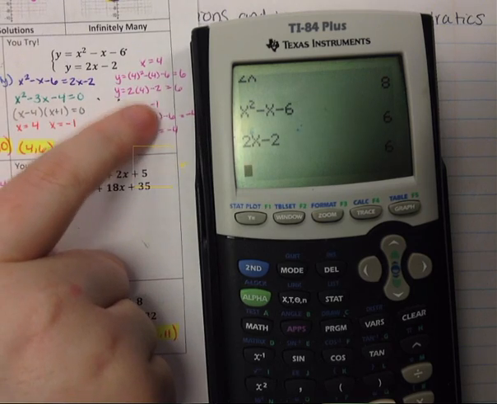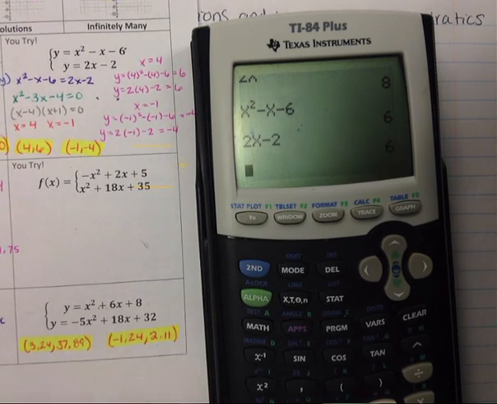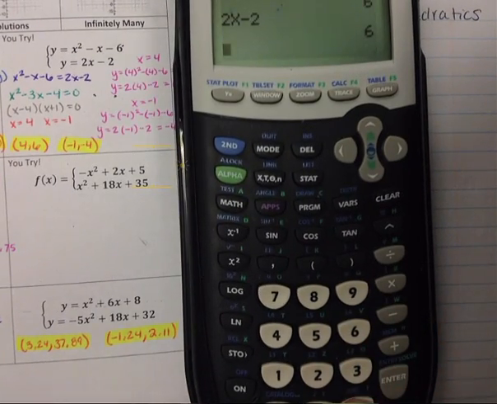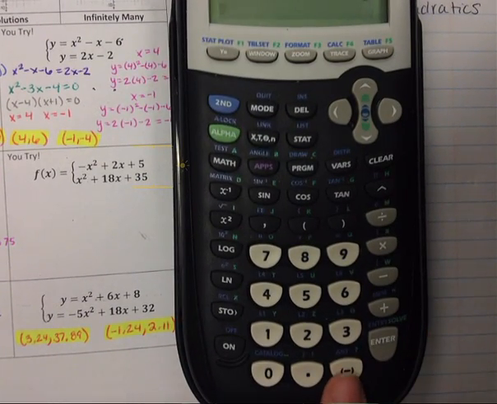I can do the same thing for the x equals negative 1. Now I'm going to redo this. I'm not going to clear anything. I'm just going to show you how to do this. I'm going to type in my new x value, so I'm going to type in negative 1.